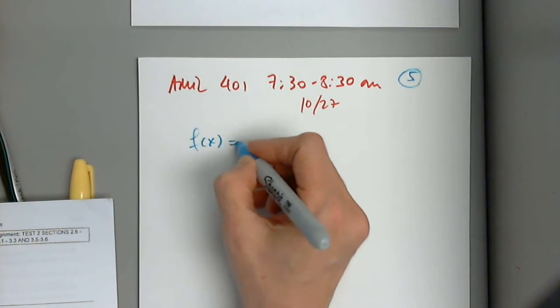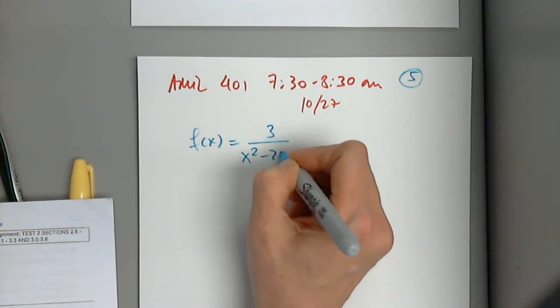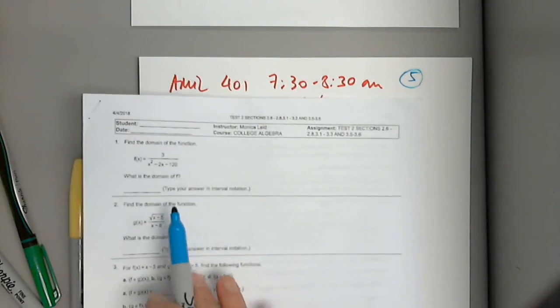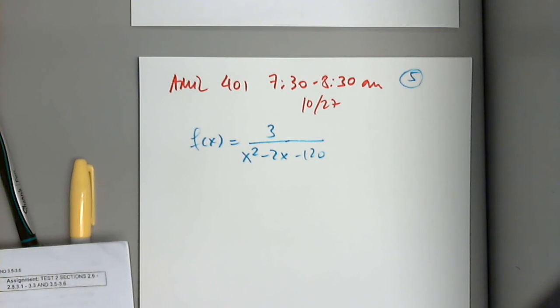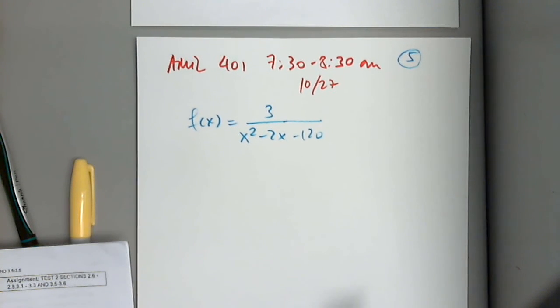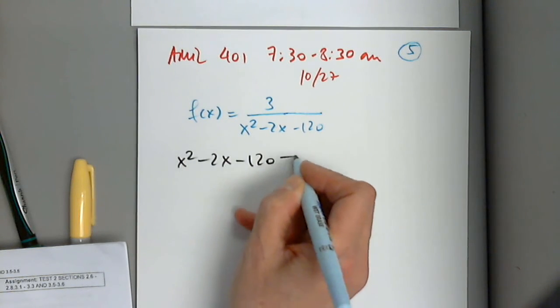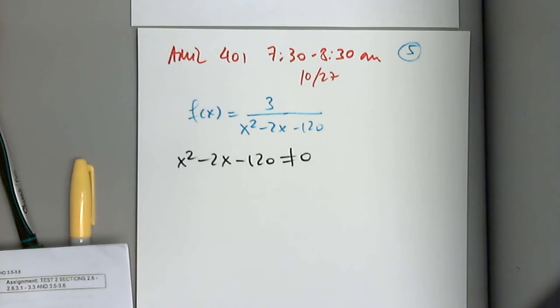So then f of x equals 3 divided by x squared minus 2x minus 120. We're asked to find the domain of this function in interval notation. First, I have to ask myself, what type of function is this? If it's a rational function, then I know immediately that the denominator cannot be 0. So I have to write that x squared minus 2x minus 120 cannot be 0.